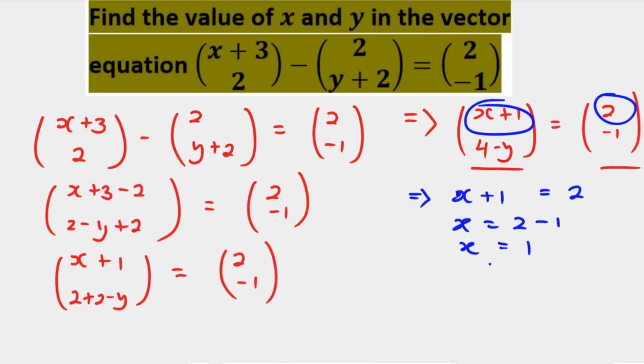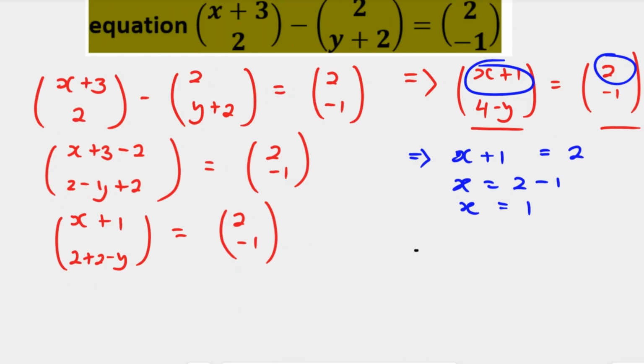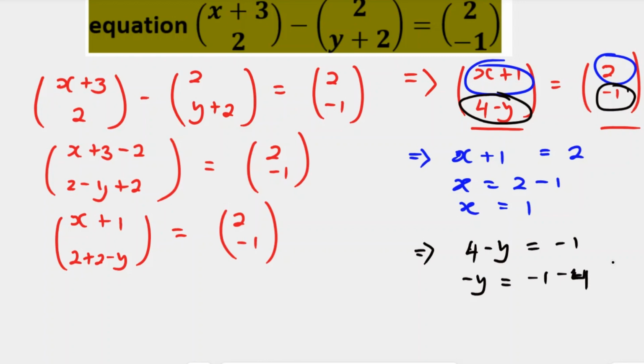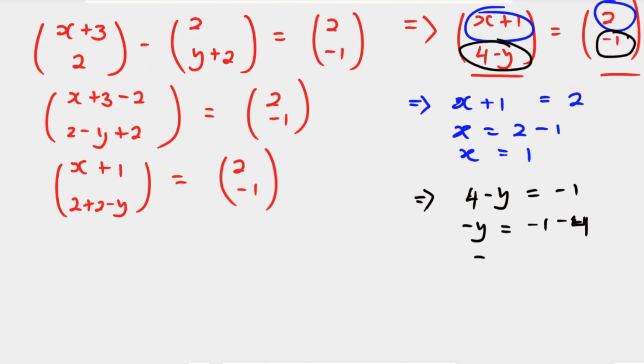Let's get the value of y. From the y component, that is this one, 4 minus y is equal to negative 1. So they are equal. 4 minus y is equal to negative 1. To find the value of y, I can subtract 4 from both sides. That's going to give me negative y equal to negative 1 minus 4. So negative y is equal to negative 5.